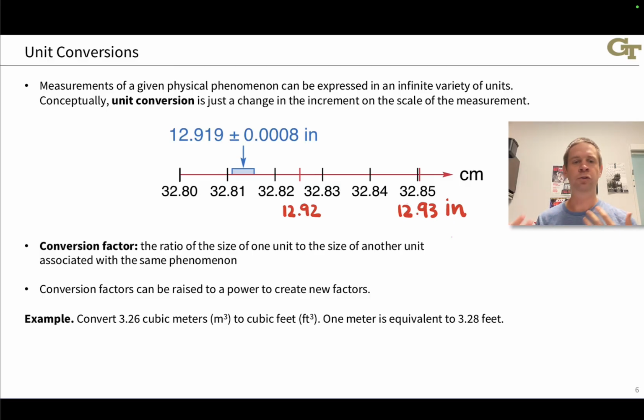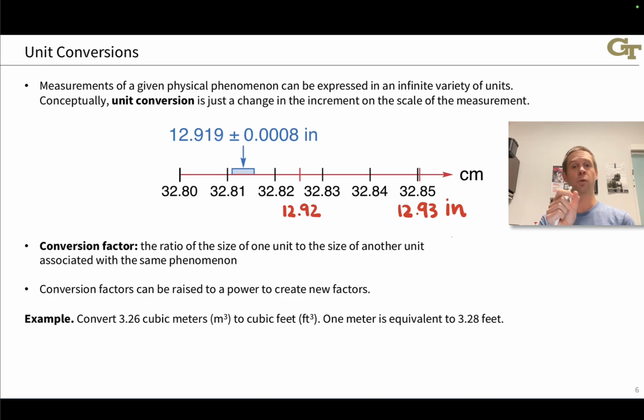And conceptually, all we're doing here, graphically speaking, is just stretching or shrinking this number line to change the size of the increment. So for example here, I have our old centimeter scale, where you can see the increment going from 32.80 to 32.81, 32.82, 32.83. And I have our old measurement as the blue rectangle here. I've also overlaid on this a red number line where the red increments here are in units of 0.01 inches. So actually off to the left here, you can't even see it, is 12.91. Here's 12.92 inches, here's 12.93 inches.